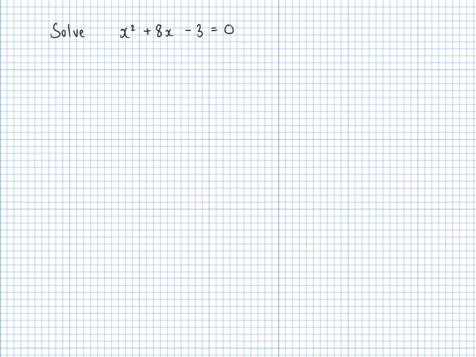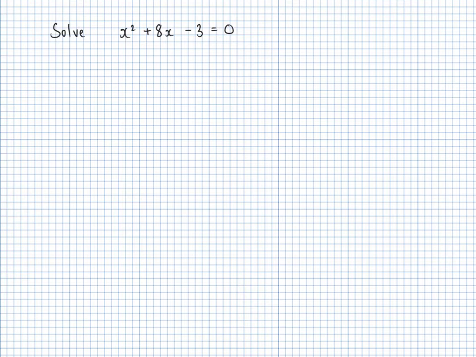So there's no way we can get two numbers that multiply to give us negative 3 and add to give us 8. There's just no way we can do that. So we can't factorize it the same way we did some other examples. So we need to think of a different way. Now, the best way is probably to use the quadratic formula. But for this example, I'm going to complete the square and show how that can also be used. But the quadratic formula is the best.